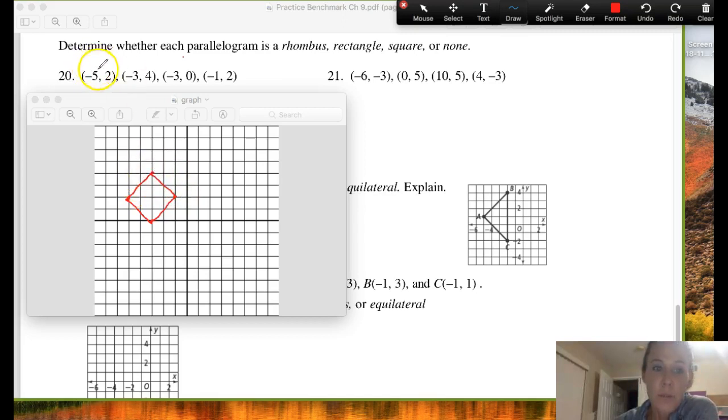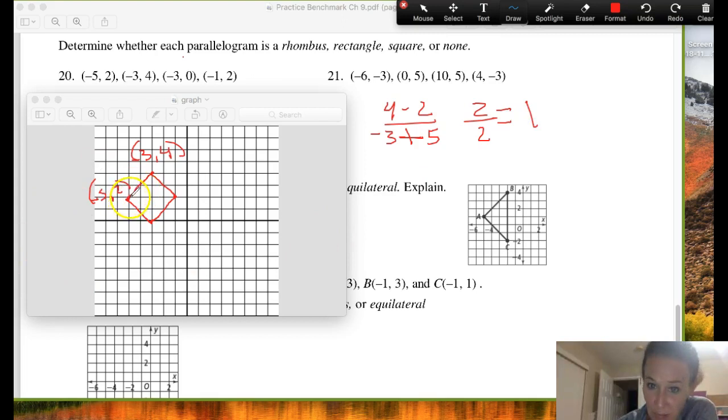So I'm going to do from -5, 2, and then to this point will be -3, 4. I'm going to check the slope here. So remember slope, I subtract the two y's, 4 minus 2, over, subtract the two x's, -3 minus -5. That's a double negative, so it turns positive. So this is going to give me 2 over 5 minus 3, which is 2. So that slope is 1.